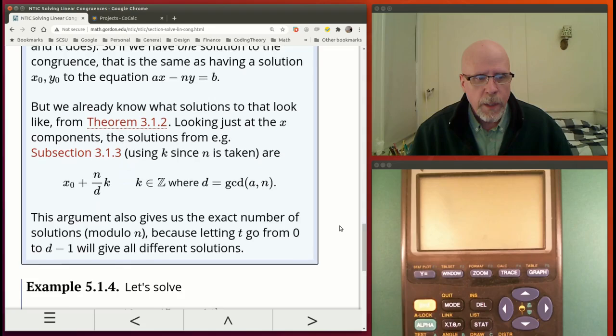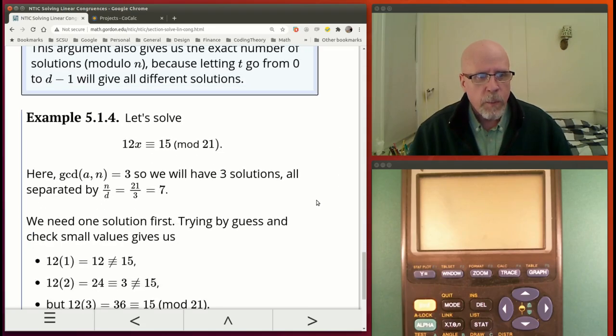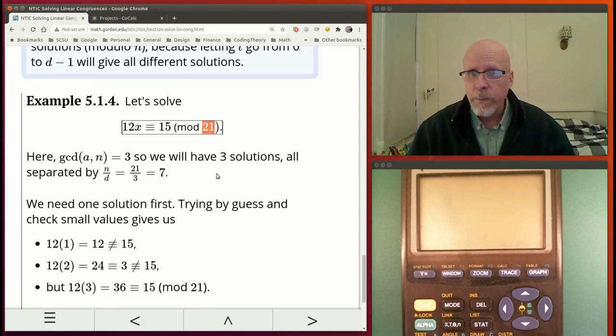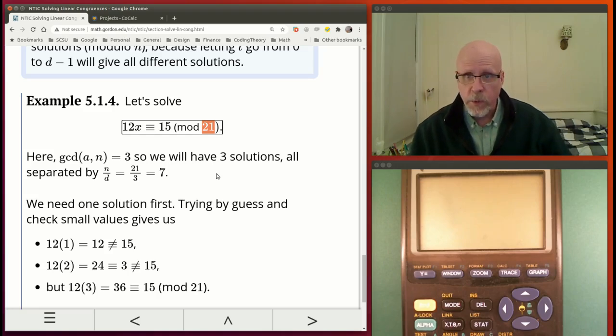All right, so I think an example might help. Here's an equation where, do you see what the GCD of the coefficient of x, 12, and the modulus, 21, is? Looks like 3. Right? So you're going to have 3 solutions. And the gap between those solutions is n over d, which is 7. If you get an initial solution, then you can find the rest of them by adding n over d multiple times.